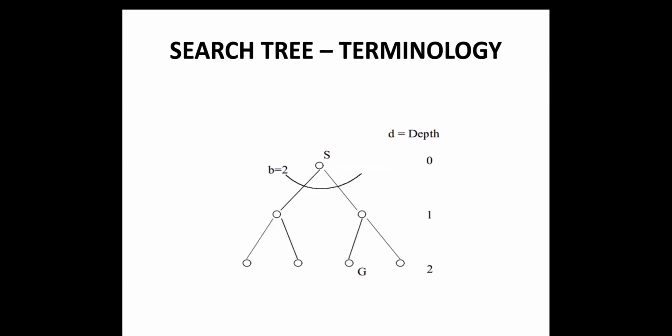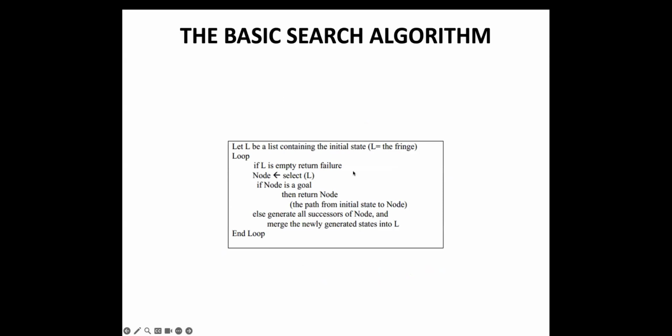So that is the idea. We've talked about the depth. We've talked about the branching factor. So these are the terminologies. Now, let's look at some search algorithms, the basic concept of searching. The basic concept of searching is this.